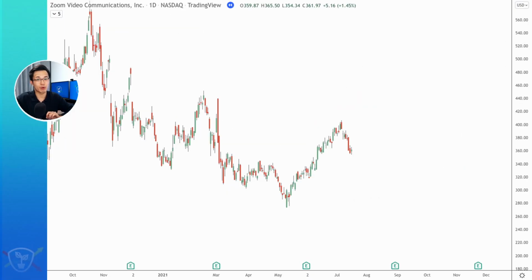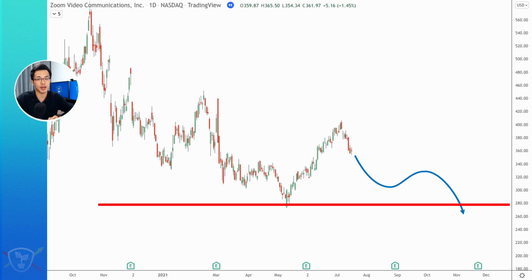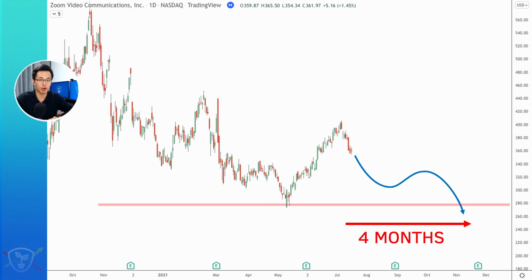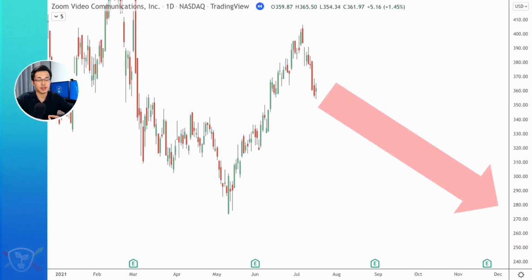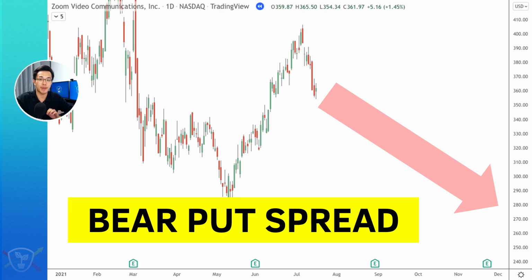The second example, we're looking at Zoom on July 16 of 2021. Clearly, we see that the stock is in a downtrend. Maybe I think that this downtrend is going to continue. The stock price is going to fall to the 280 support line in the next 3 to 4 months. In this case, I could execute a debit vertical spread known as a bear put spread. This strategy is made up of two put options.